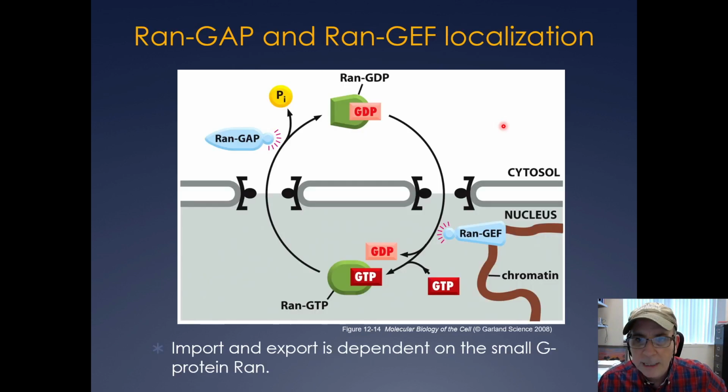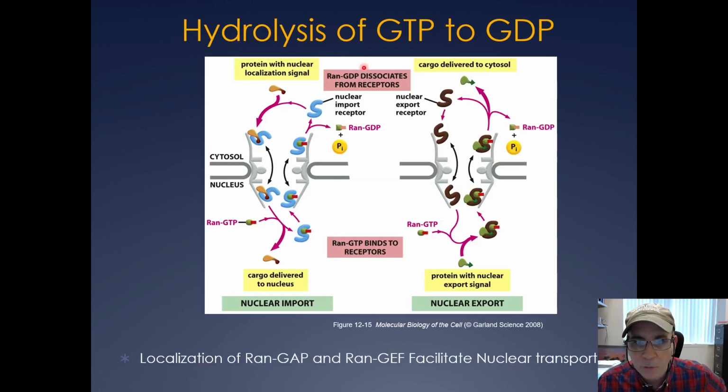Okay, so once again, it's very important that you guys appreciate the role of the RAN GAP and the RAN GEF and the small G protein RAN in this whole process, and how it interacts with the nuclear import and export receptors to bring things in and out of the nucleus.